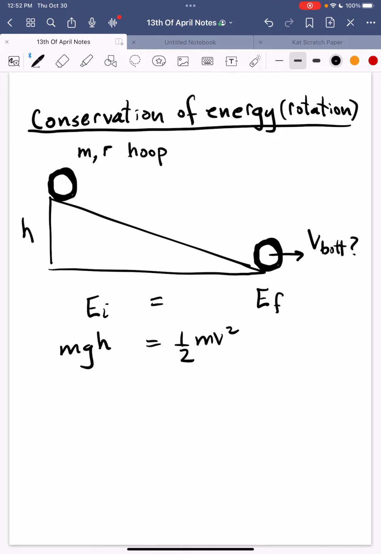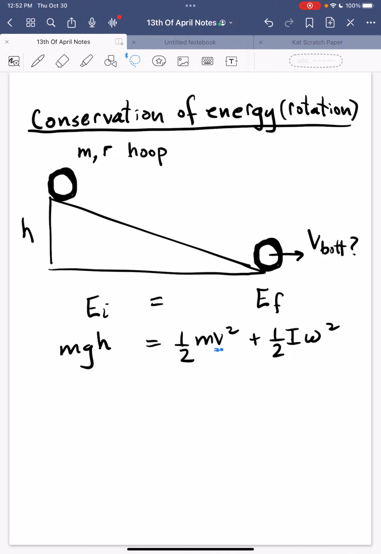So that's kinetic energy due to translation. And then it's going to have rotational kinetic energy, 1/2, and instead of m, we have I, and instead of v, we have omega squared, like this. So this is our equation, like that. And what we want to do is solve for v bottom. So we want to find the velocity at the bottom, which would be this v right here.